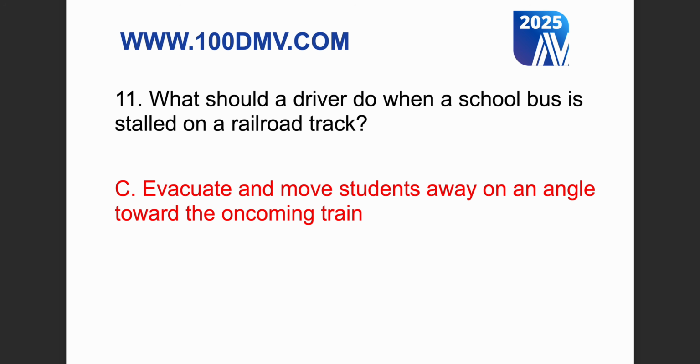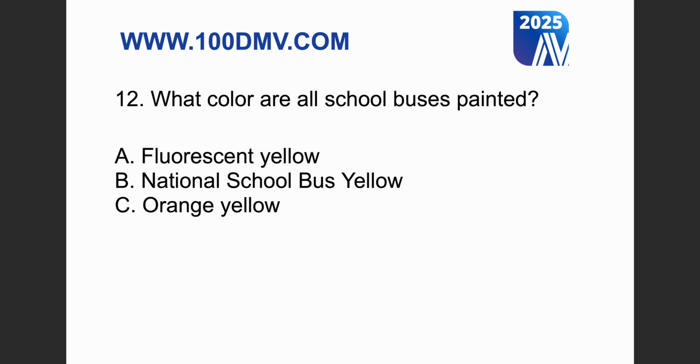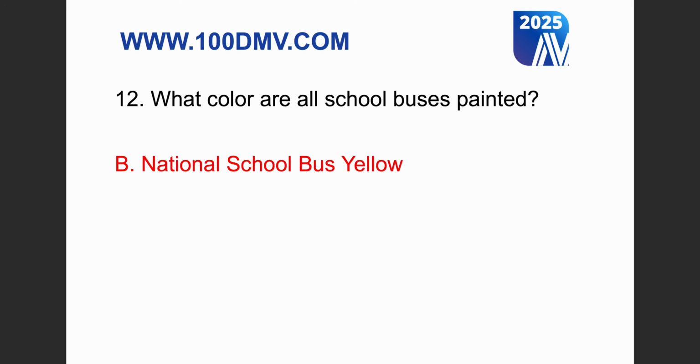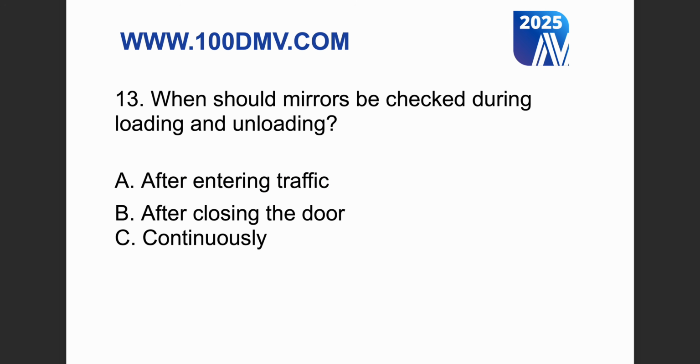12. What color are all school buses painted? A. Fluorescent yellow. B. National School Bus yellow. C. Orange yellow. Correct answer, B. National School Bus yellow.